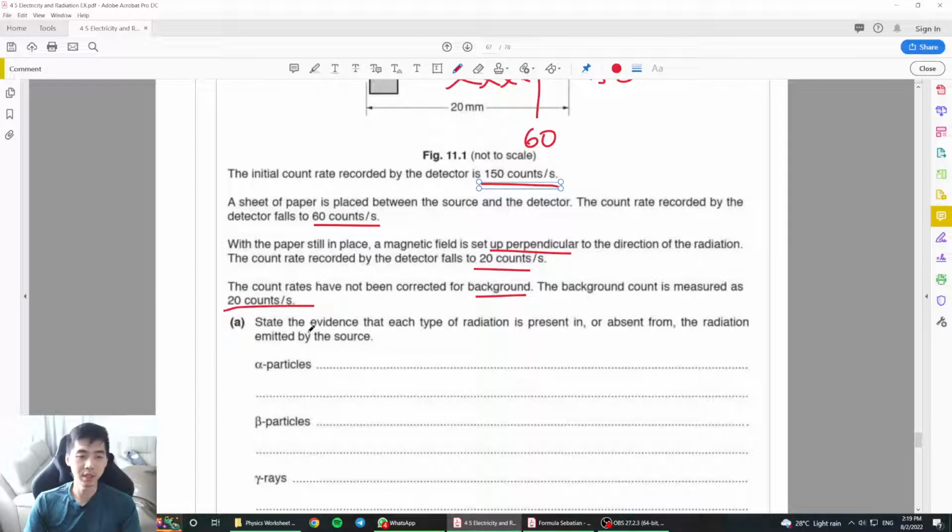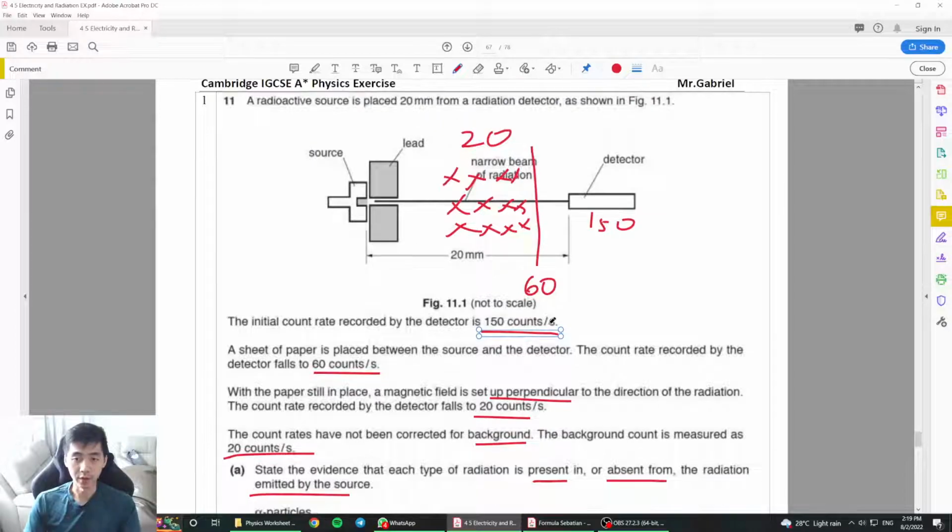So from here they say state the evidence that each type of radiation is present or absent from the radiation emitted by the source. Obviously from here you can see that initially it starts off with 150. When I put a piece of paper it drops to 60. This paper is essentially blocking the alpha radiation, right? Because only paper, even paper, can block alpha, right? So obviously this is that. Then after that, when I put the magnetic field here, it drops from 60 to 20. So this is clear evidence to show that beta particles are present.